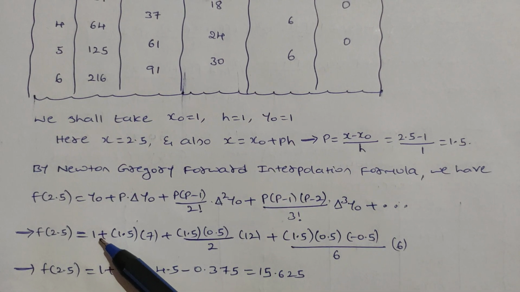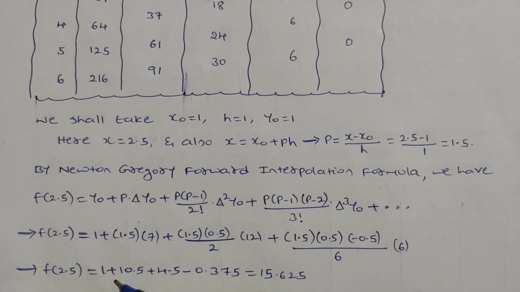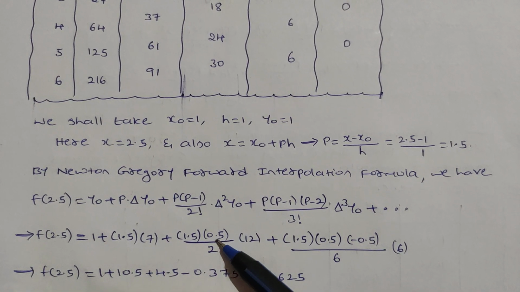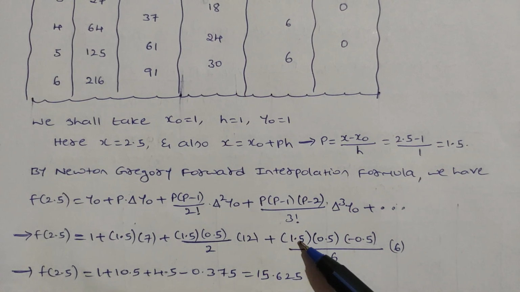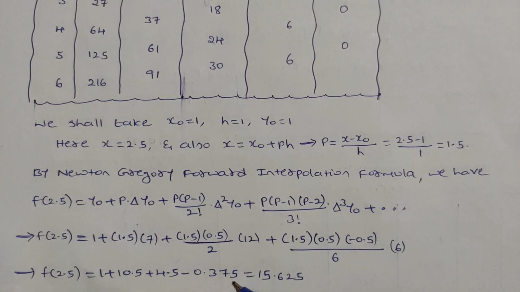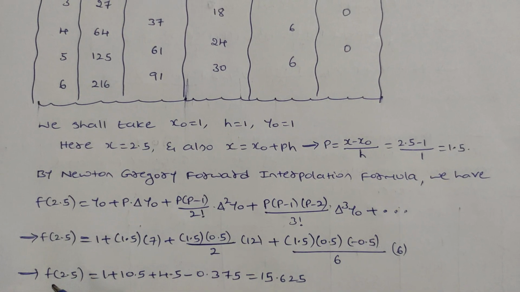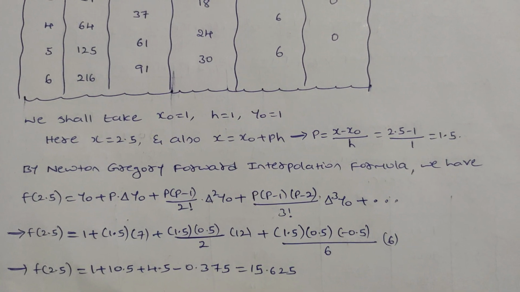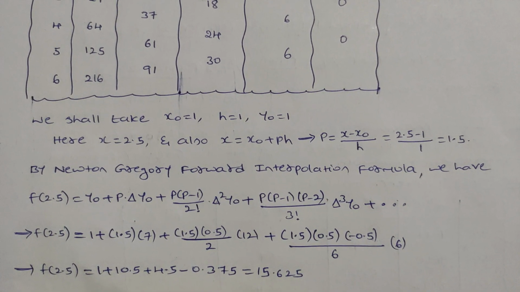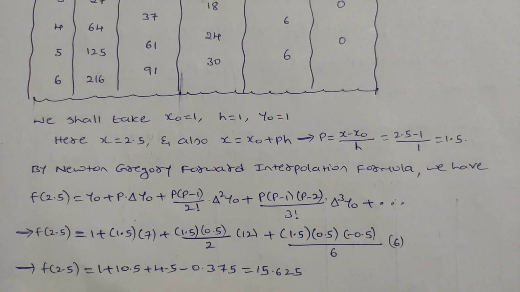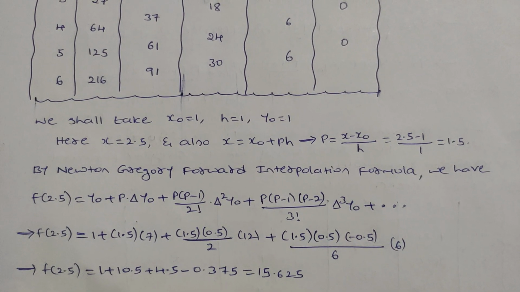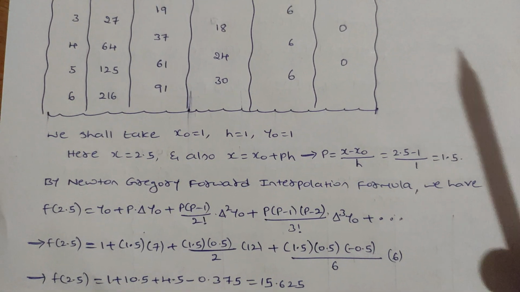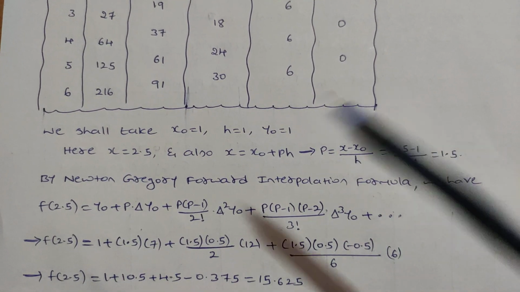the resultant value of f of 2.5 as 1 plus, on simplifying, 10.5. Simplifying the next term we get 4.5. Simplifying the next term we get 0.375. On adding all these, we observe that the f of 2.5 value will be equal to 15.625. This is the method of applying the Newton-Gregory forward interpolation formula. We can apply the Newton backward interpolation formula also. So we need to estimate the value of f of 2.5.